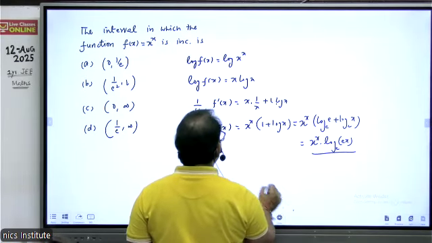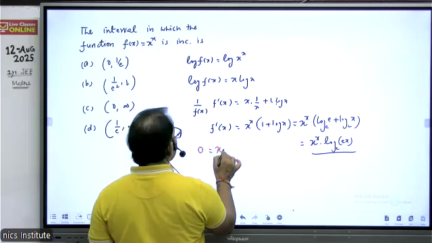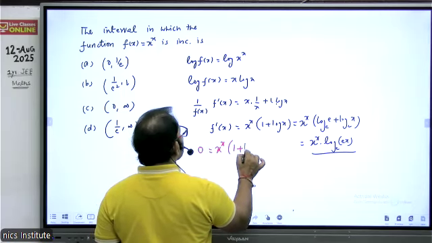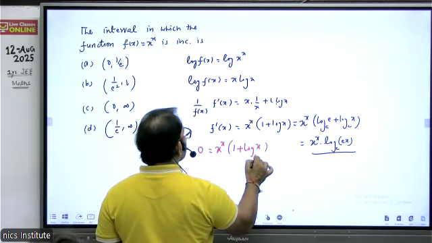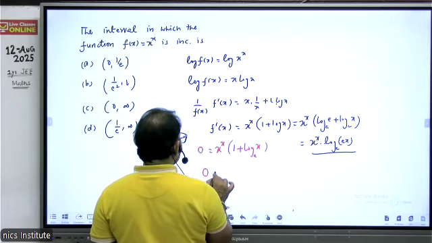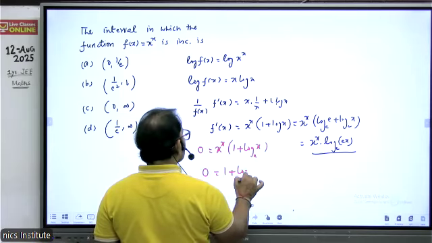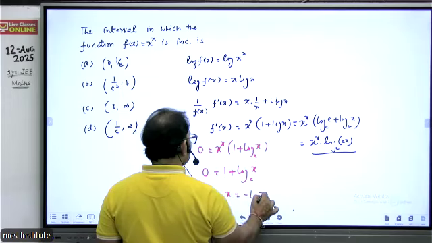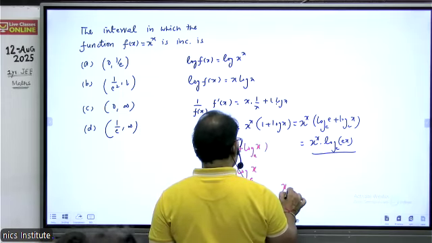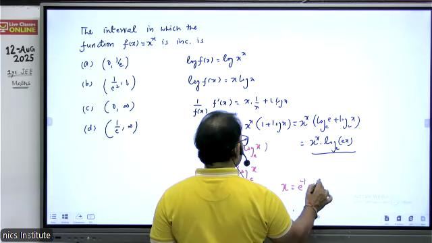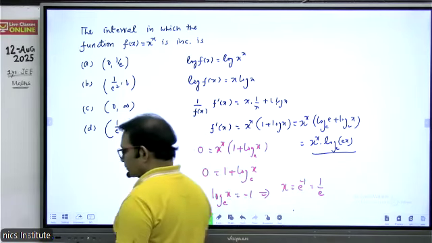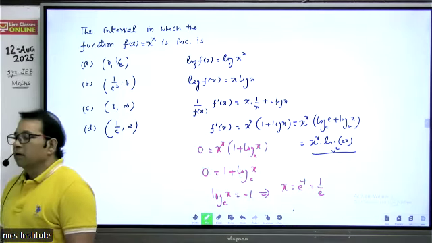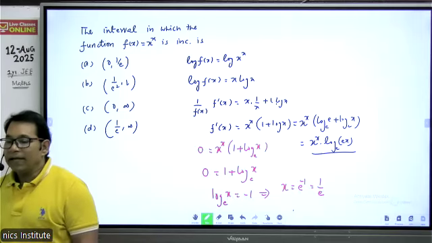So when you equate this to 0, this would be x to the power x, 1 plus log x. x to the power x can't be 0. So 1 plus log x to the base e is 0, so log x to the base e is equal to minus 1. So it will be x is equal to e to the power minus 1. x would be 1 by e. So the critical point is 1 by e.